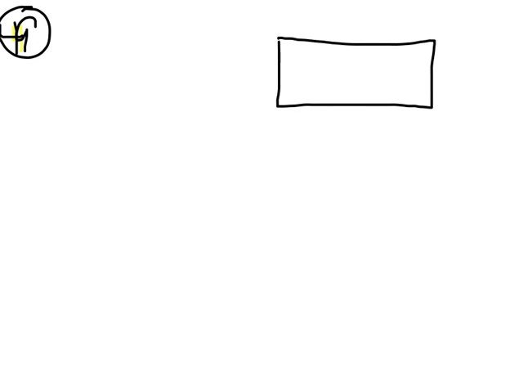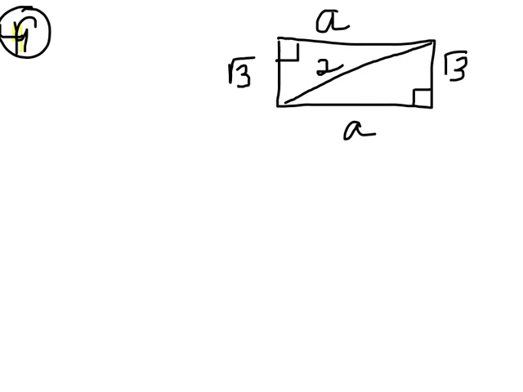Okay, number 49. Whoops, that's not a good color. 49. A rectangle has a diagonal of 2. So if I draw the diagonal in, it's 2. Now remember, rectangles have all these right angles in them, so I've got a right triangle. One side is square root of 3, so find the length of the other side. Well, I'm going to go ahead and label square root of 3. Let's call this missing side A.